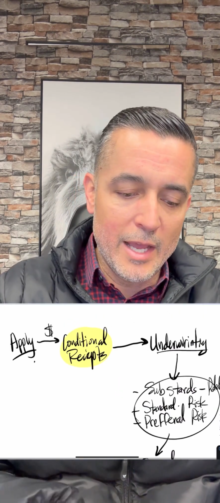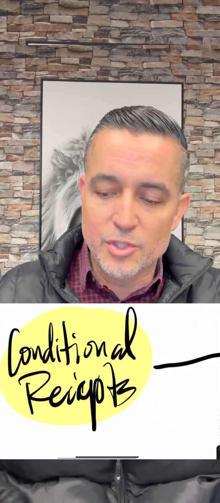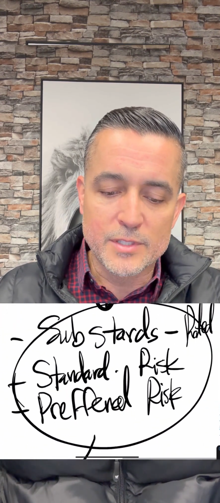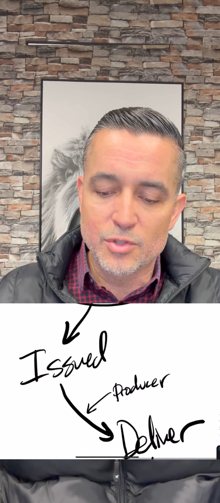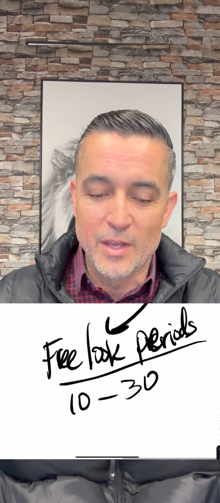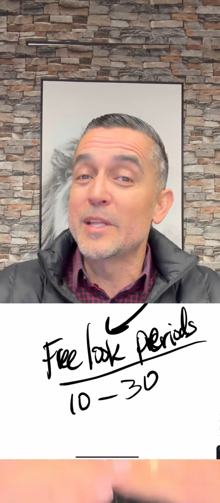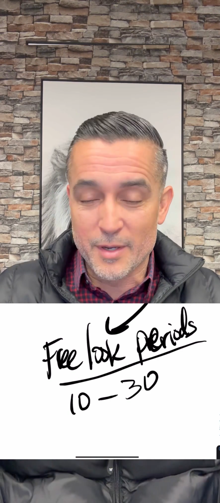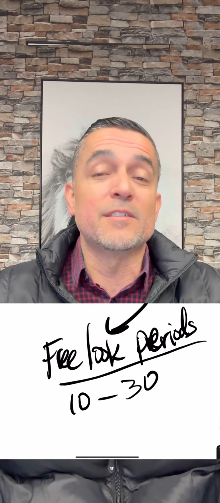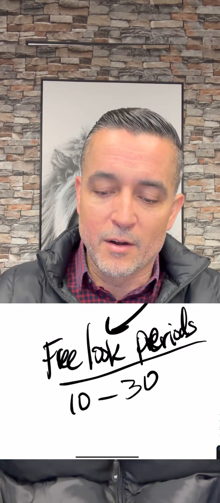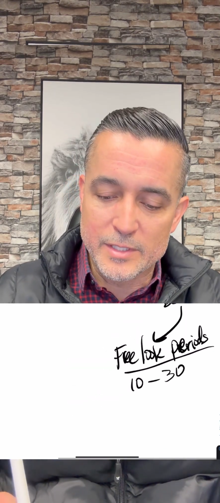Look at this. So you apply, then you go through a conditional receipt and underwriting process, and then you get classified, whether it's substandard or standard risk, then it gets issued, the producer delivers the policy, and the free look period starts. Once the free look period is over, the monthly payments begin if he accepts the policy. Because he could decline the policy, and if he declines it, he gets a full refund of his first premium deposit. All right, so now he accepts the policy, so what's the next step?